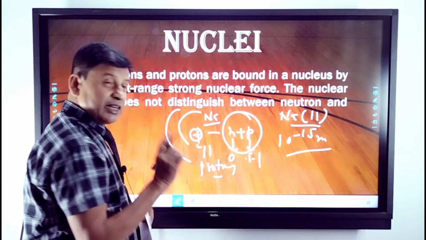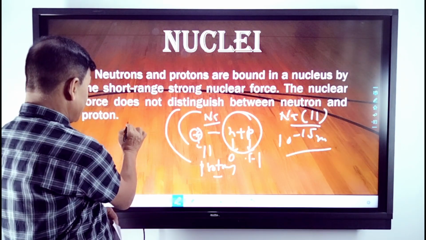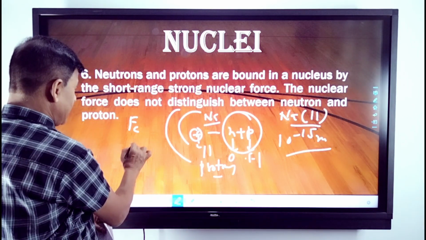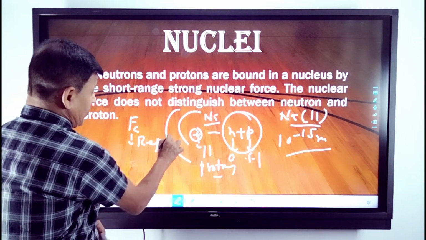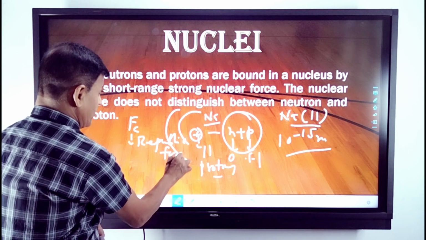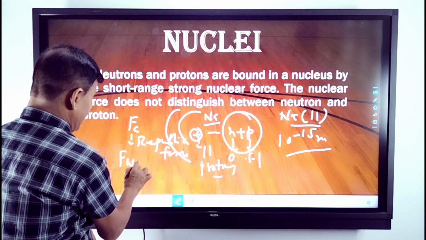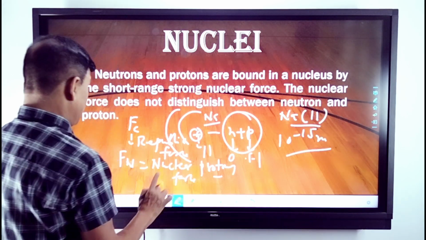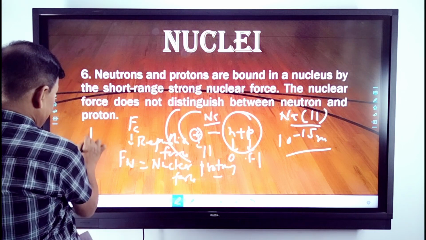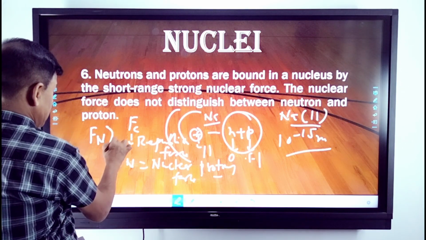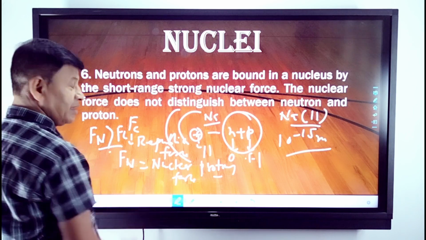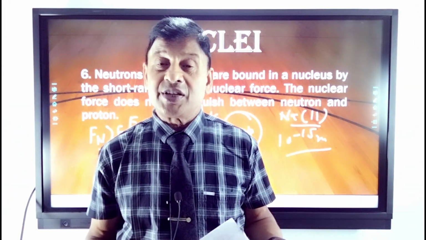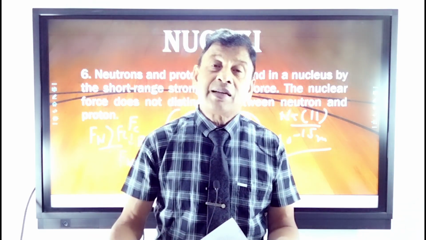To bring about the stability of the nucleus, say this is Coulomb's force, which is repulsive, Fc, and say Fn is the nuclear force. Now this nuclear force Fn must be greater than Fc. The nuclear force, which is attractive, must be greater than Coulomb's repulsive force to bring about stability in the nucleus.